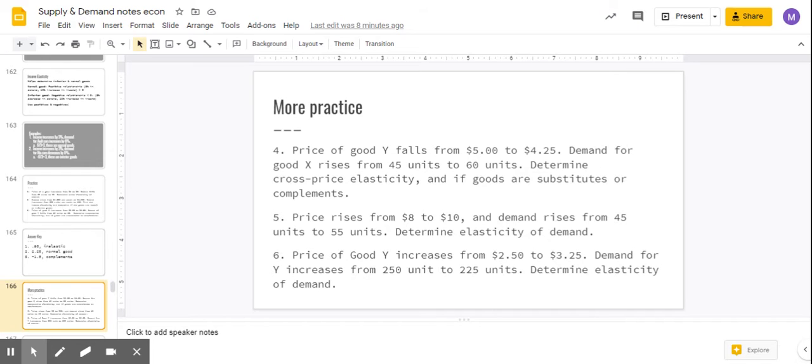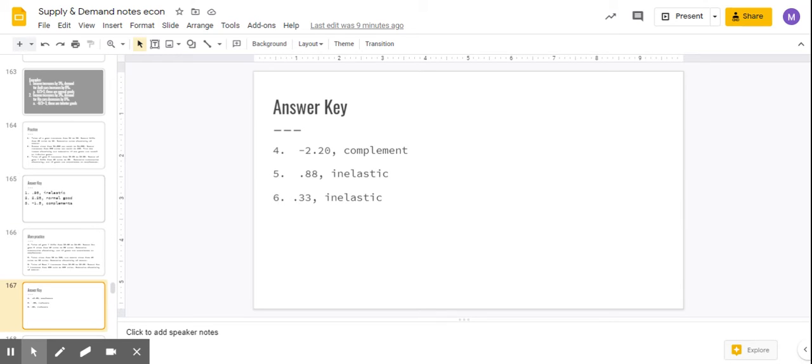Go ahead and pause the video. See if you can determine the cross price elasticity for 4, and the elasticity of demand for 5 and 6. Okay, for number 4, the price of a good is falling, so that's a decrease, negative 0.75, and then demand is rising. If the price is falling and the demand is rising, we know we're going to get a negative value, so those should be complements. For number 5 and 6, you just have to find elasticity of demand. So there are your answers. Just like I talked about, it's a negative number for 4, so it's a complement.